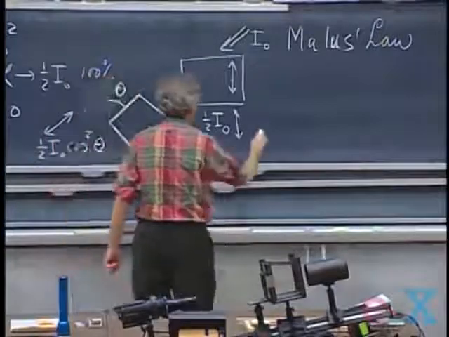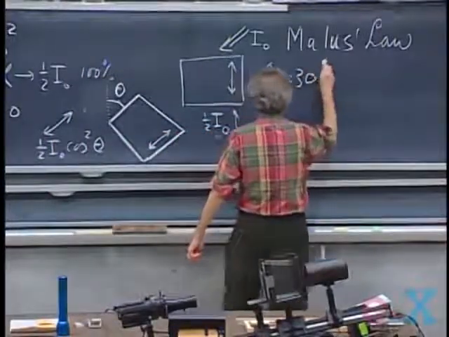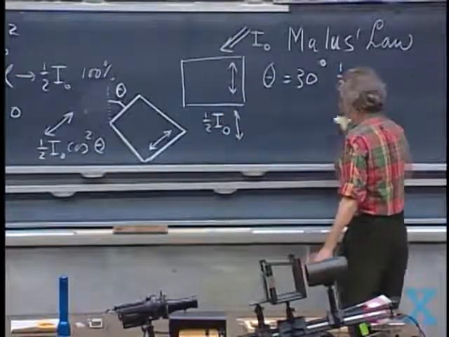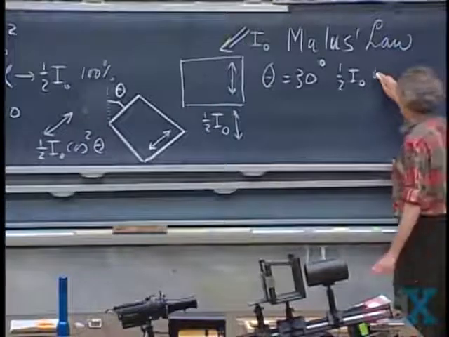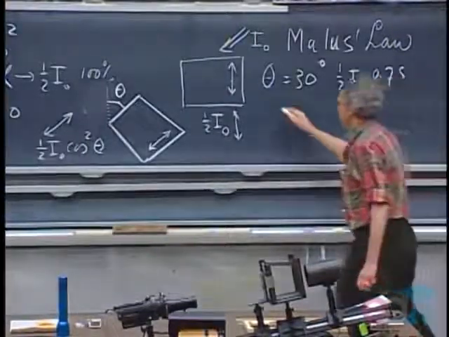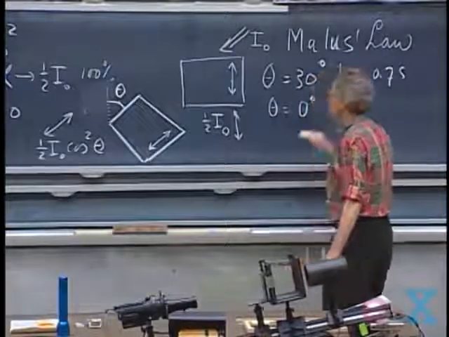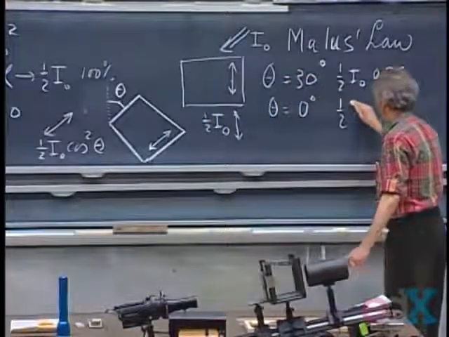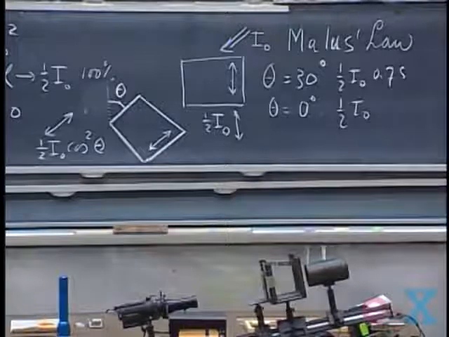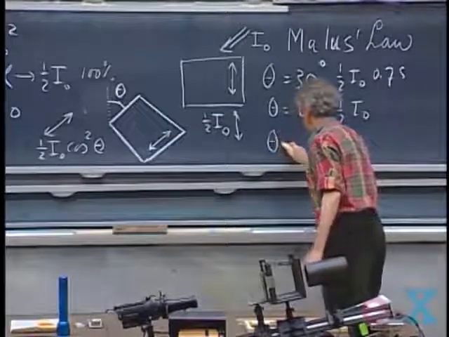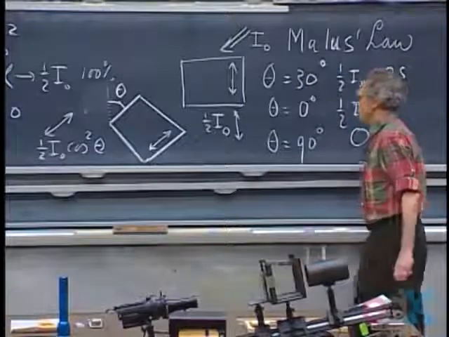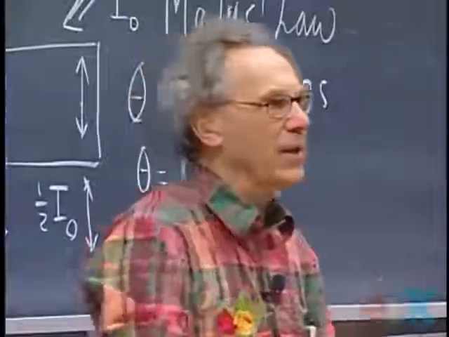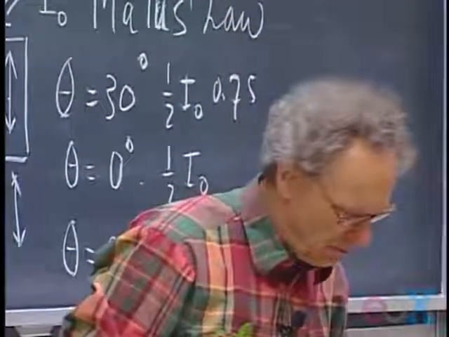If theta were 30 degrees, the light intensity here would be 1/2 I0 times the cosine squared of 30 degrees, which is 0.75. If theta were 0 degrees, that means that this sheet is in the same direction as this one. If everything were ideal, 1/2 I0 would get through the second sheet. If theta is 90 degrees, then nothing will get through, because the cosine of 90 degrees is 0. We call that crossed polarizers. If you cross them like this, no light will get through.